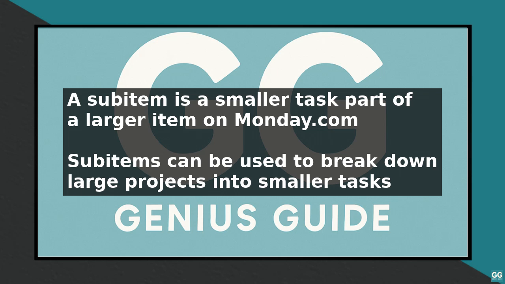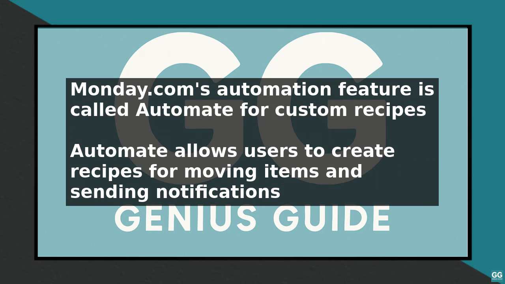The trigger is the event that will cause the automation to run. For example, you might want the automation to run when a new subitem is added to an item, or when a subitem is moved to a certain status.